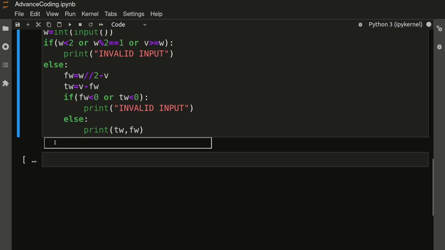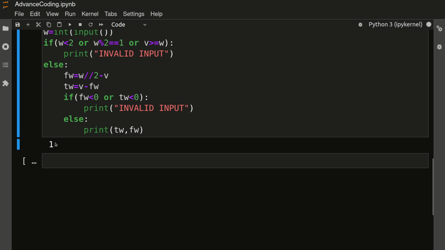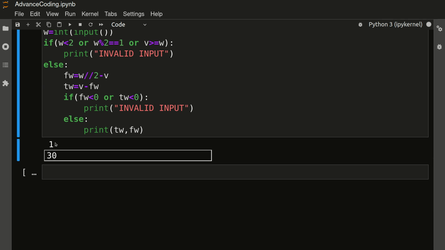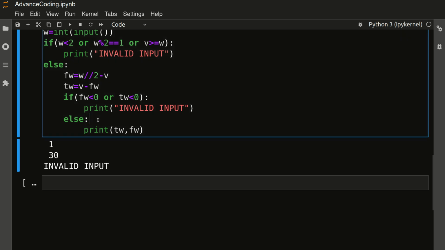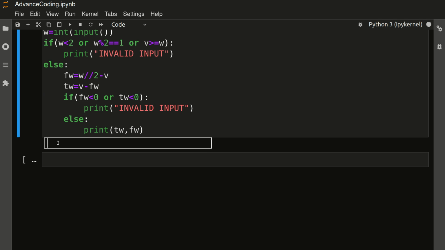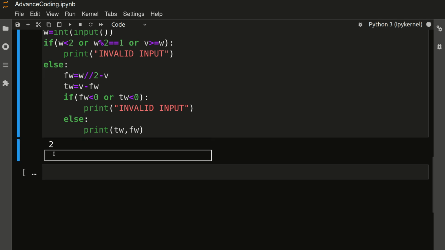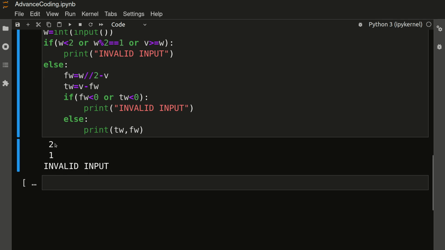Similarly, we can try some more. Let me do something wrong. Let us say there is only one vehicle and we have 30 wheels. Is it possible? No. So we got invalid input, because there are only two-wheelers and four-wheelers. Let me run some more. Let us say there are two vehicles and only two wheels or only one wheel. So invalid, because two vehicles cannot have a single wheel.